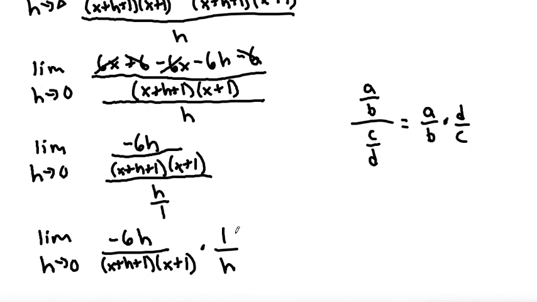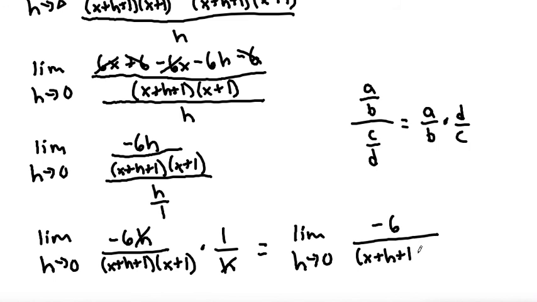All right, from here, now we have a factor of h both in the numerator and the denominator. So this will cancel, which is what we were trying to accomplish from the beginning. We were trying to get that h out of the denominator so that when we take the limit and make h equal to 0, it doesn't make the entire denominator go to 0. So at this point, let's just rewrite the limit as h approaches 0 of negative 6 over x plus h plus 1 times x plus 1.